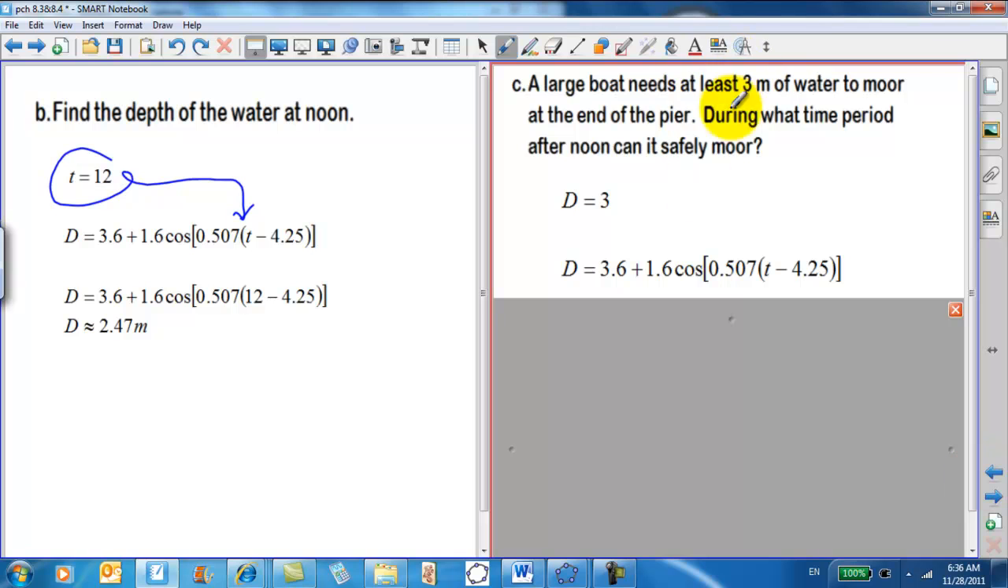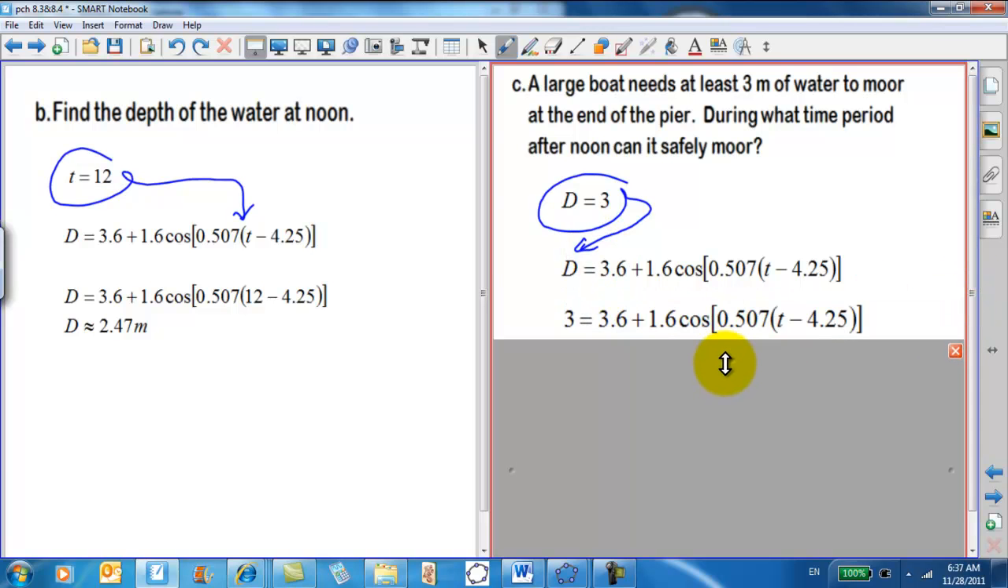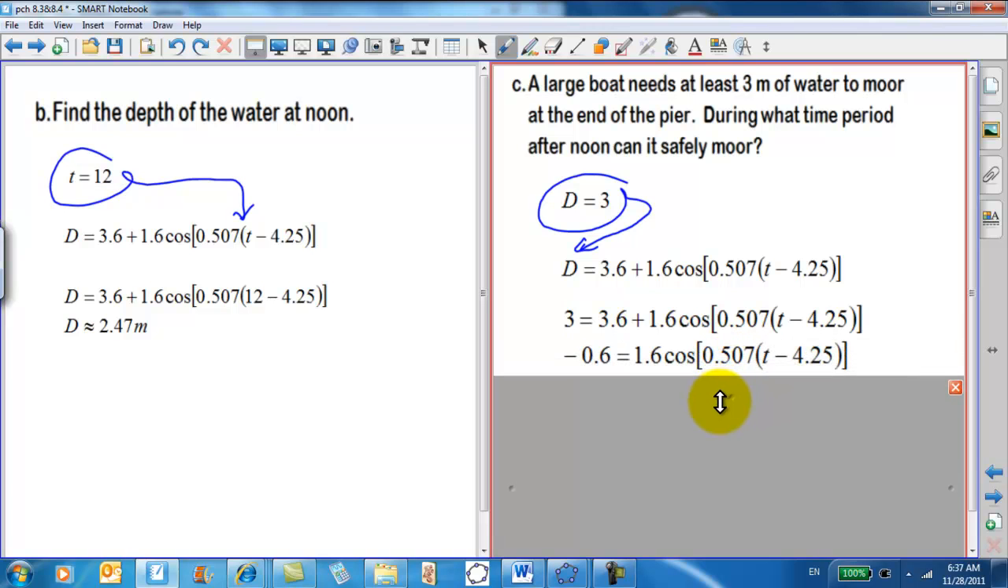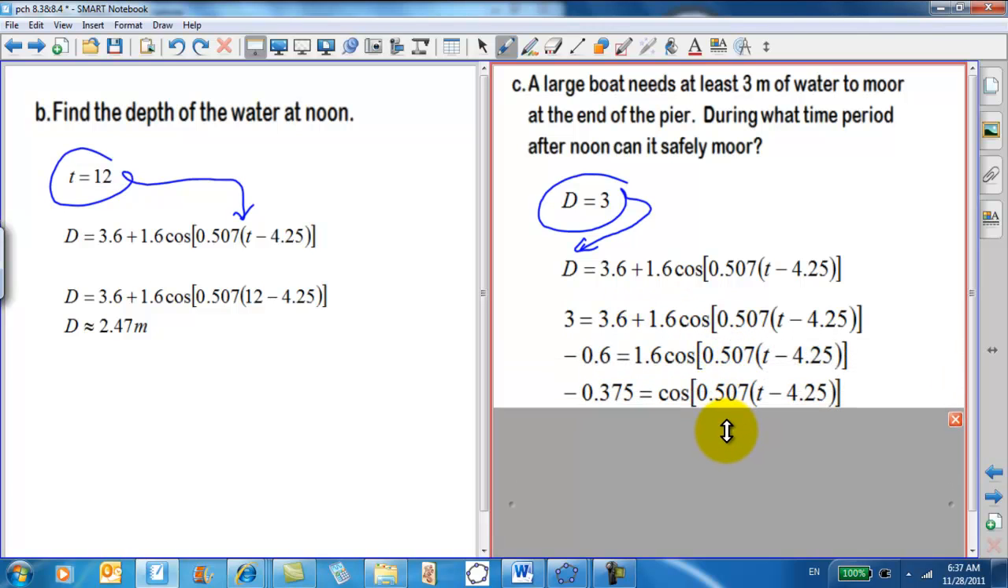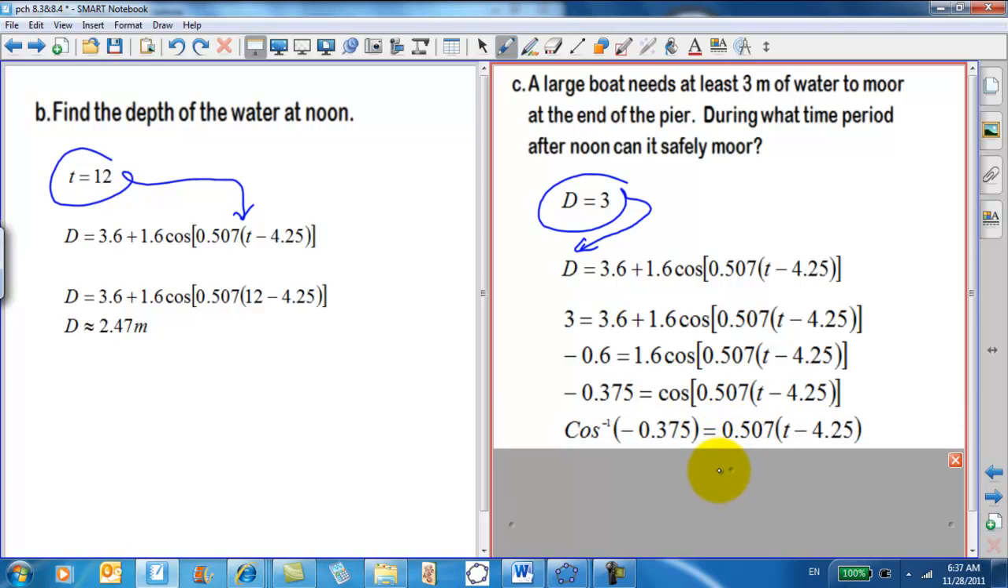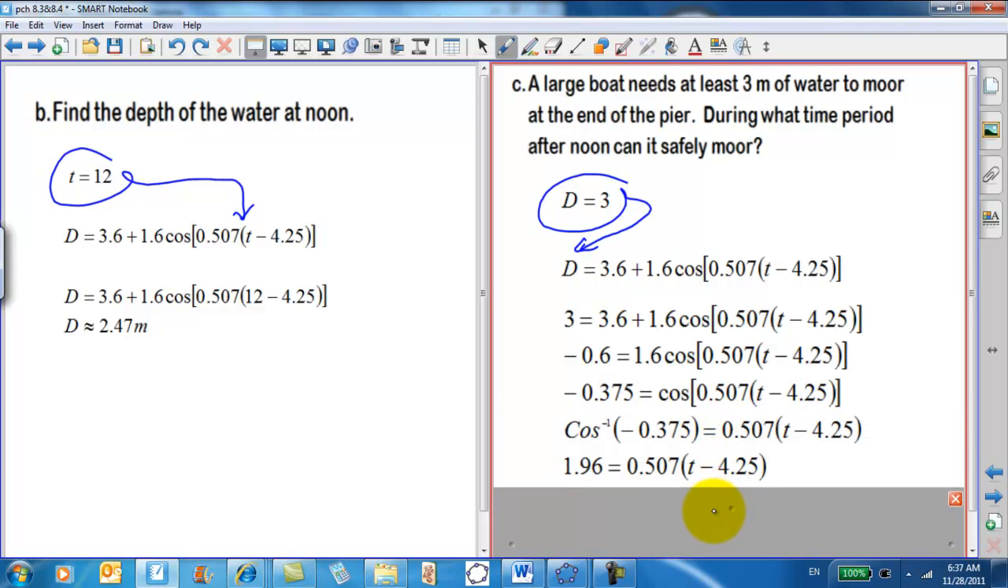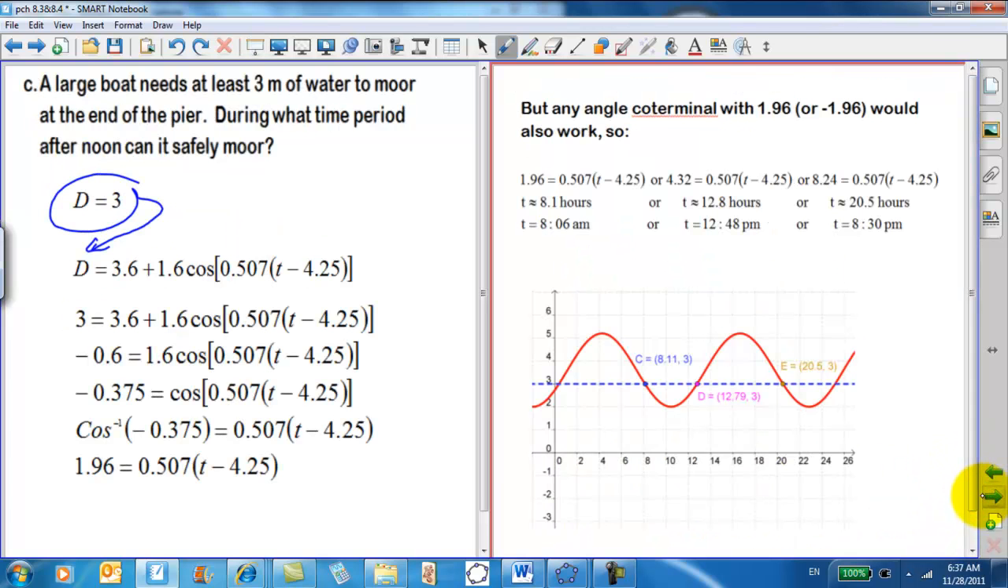Similar to last time, now we're going to go in the other direction. We take the depth d equals 3 and start solving. So I put 3 in for d, subtract 3.6 from both sides, divide both sides by 1.6, take the inverse cosine, and we get 1.96. Notice the inverse cosine gives a second quadrant angle. But any angle coterminal to 1.96 would also work, like negative 1.96. So we get a lot of different possible answers.